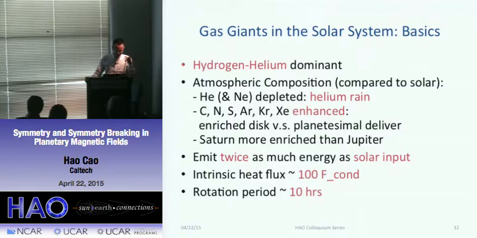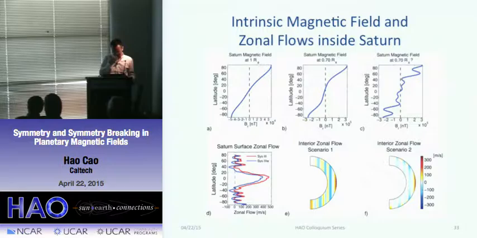Just as I did for Mercury, I'm going to give you the basics of the giant planets in our solar system. They are hydrogen-helium dominant. If you look closer at their atmosphere composition, when compared to the sun, the helium and neon are actually depleted, and everything else seems to be enhanced. And in terms of energy, both Jupiter and Saturn emit about twice as much energy as they receive from the sun. So they actually are heat engines themselves. And all the heat is coming from the primordial gravitational energy from when they were put together.